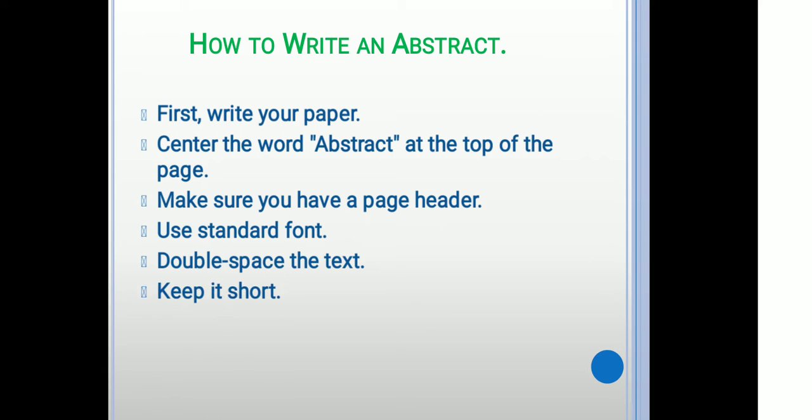Keep it short. A standard APA abstract is 150 to 250 words long and contained in a single paragraph.